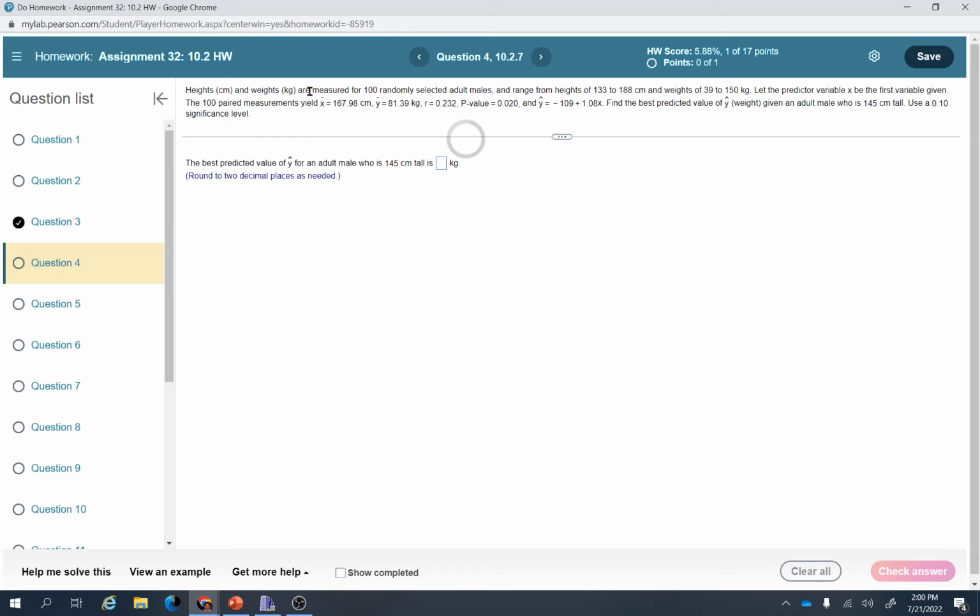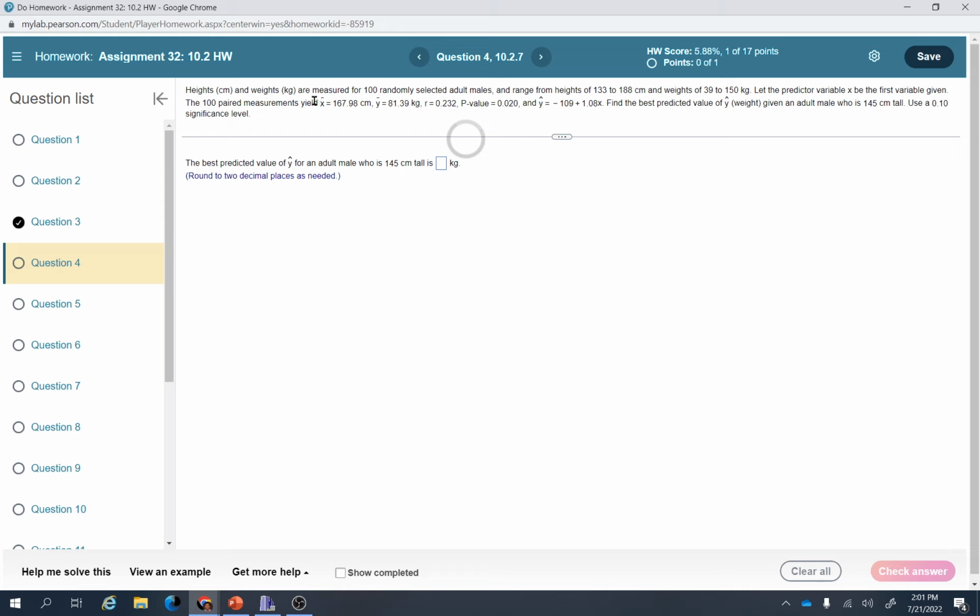So based on this data, the height ranges from 133 to 188 centimeters, and the weight ranges from 39 to 150 kg. Let the predictor variable x be the first variable given. The 100 pairs are measured, and these are the statistics we have. X bar is the average for x, the first variable, which is height, and y is weight.